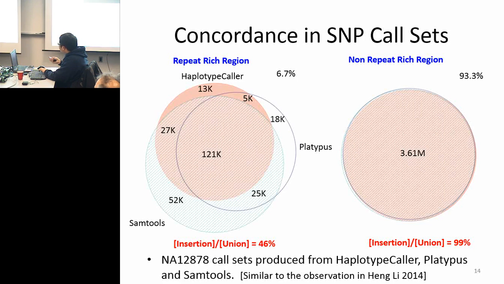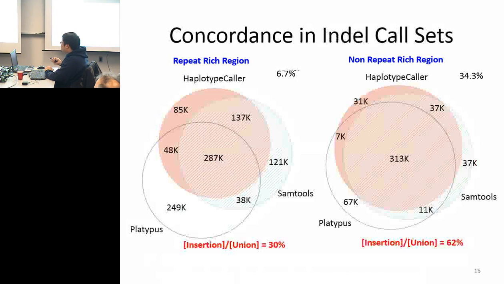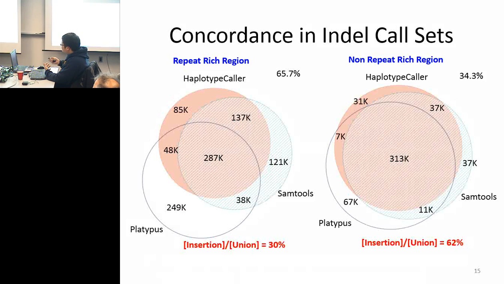The next one we're going to look at is the indel call sets. Again, you see a similar thing: there's very low concordance for the repeat-rich region. Similarly, it's better in the non-repeat-rich region, but it's still an issue between these three call sets.